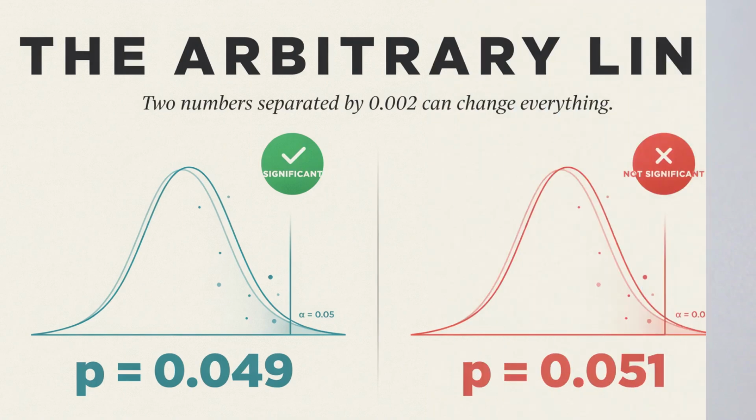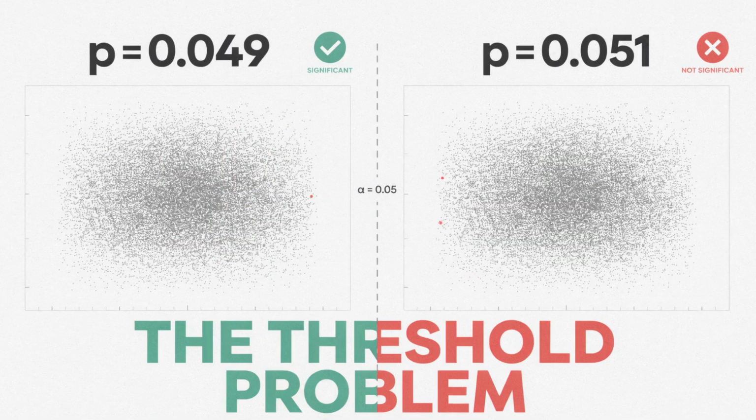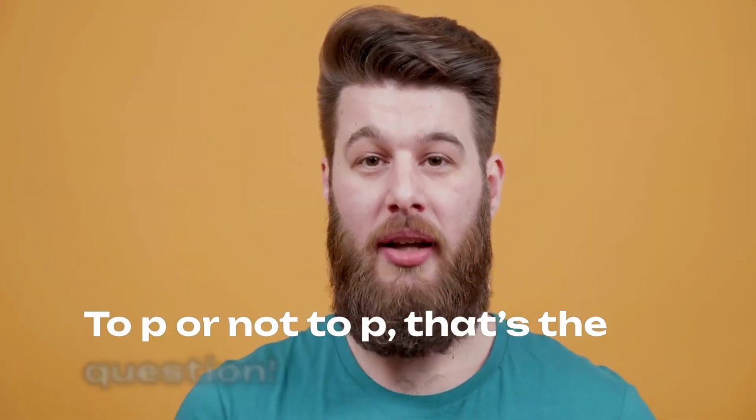A p-value of 0.049 and a p-value of 0.051 could lead to completely different conclusions, even though the practical difference between the two results was negligible. As a result, generations of researchers became preoccupied with crossing arbitrary thresholds rather than understanding the underlying patterns in the data. To P or not to P, that's the question.